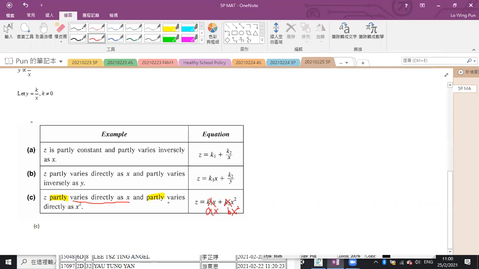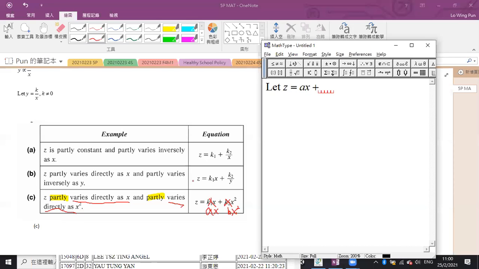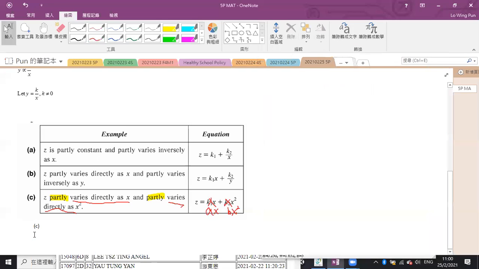How about the second part? And partly varies directly as x square. Okay, the x square is also in direct variation. So we are going to use k times x square normally, but we do not use k in the partial variation. We use the other unknown, b, x square, b times x square. Can you get this? And then a and b are not equal to 0. So we will let z be like this.